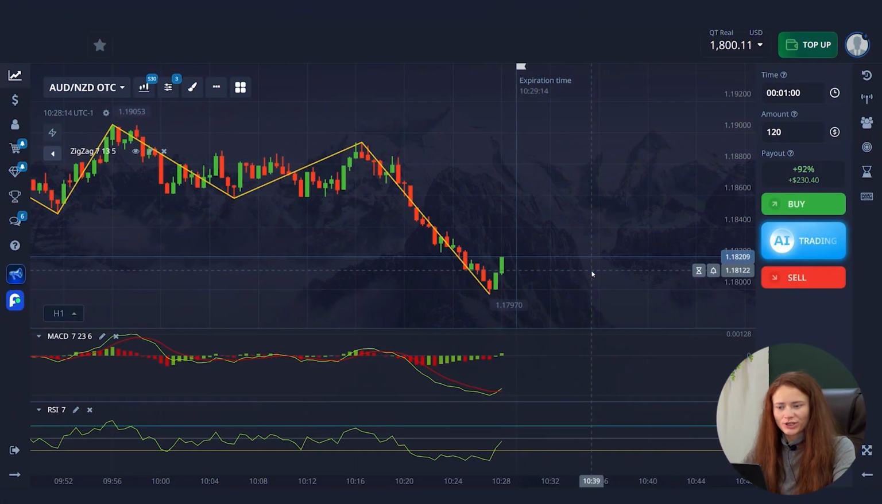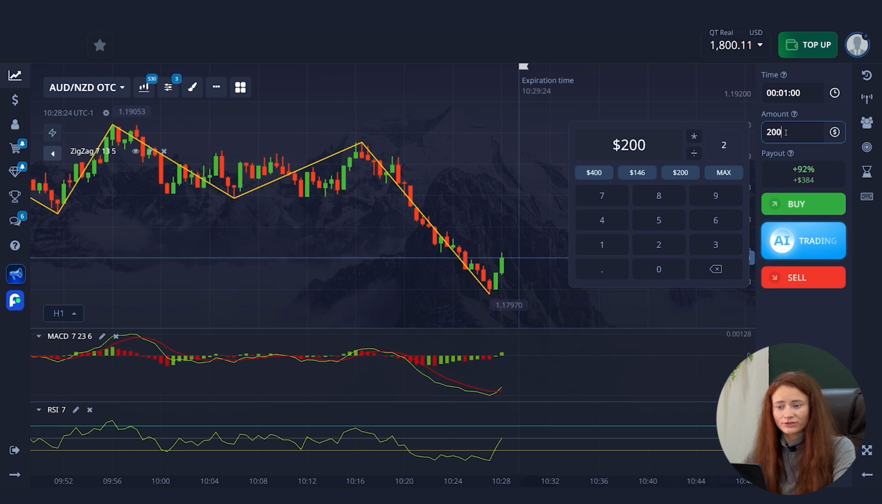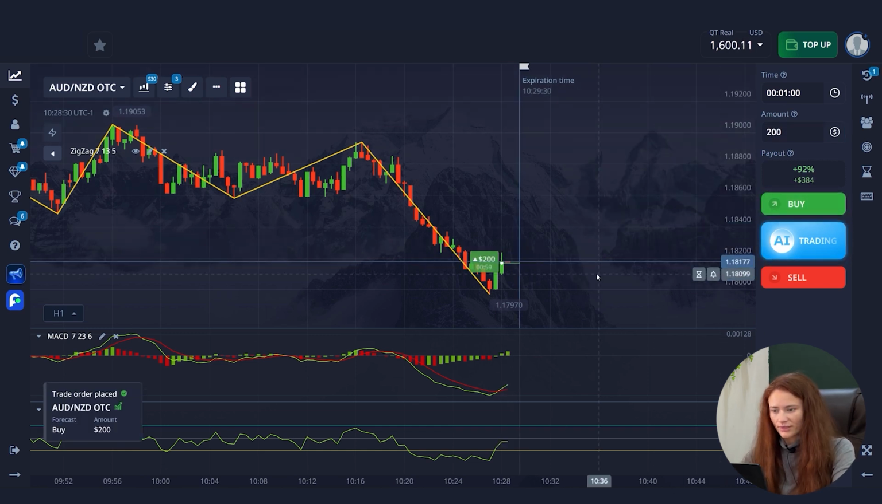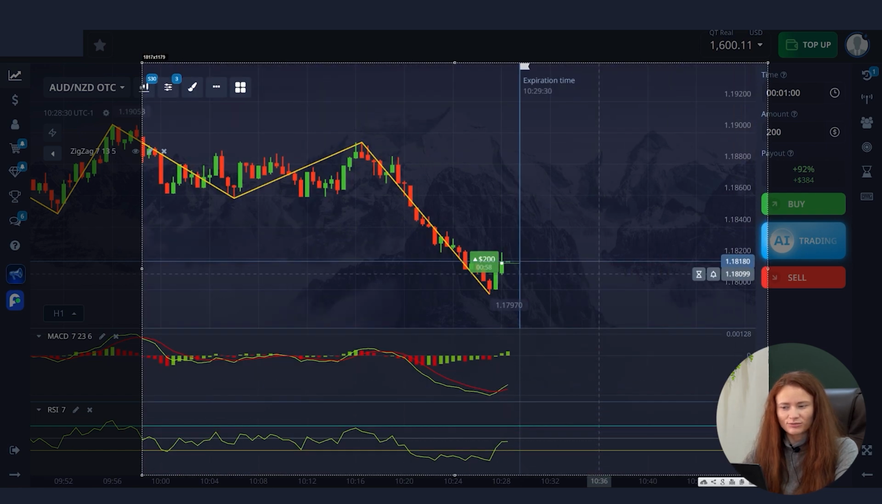Found the situation where you can open a trade and get the first profit. Trading time, I will use 1 minute and start with $200. My forecast is that the price will increase, so I'll press the buy button to open a trade. And great, the trade is open, so we can look into the situation in more detail.